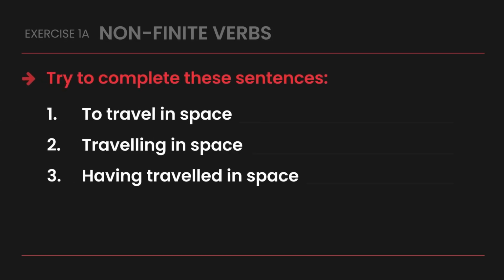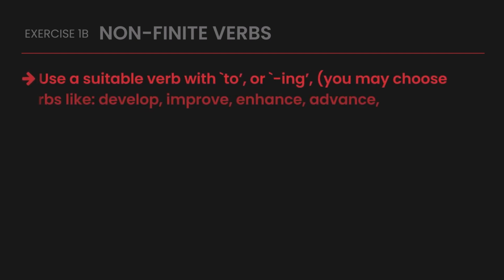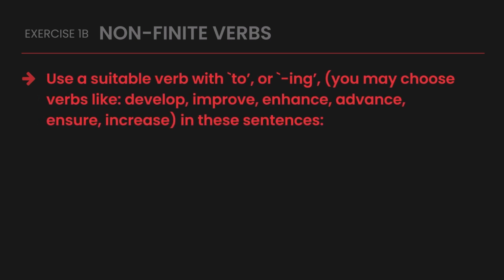So here we are. There are some exercises for you to do. Complete the above sentences that have been given, which are to travel, traveling, and having traveled. Okay, so they are the beginning of a sentence. You can add to it and you can complete the sentence. So use a suitable verb with to or ing. You may use verbs like develop, improve. So a list of verbs is given.